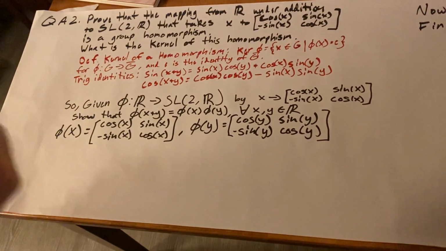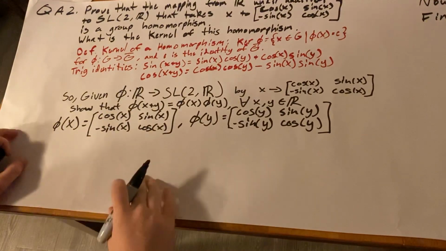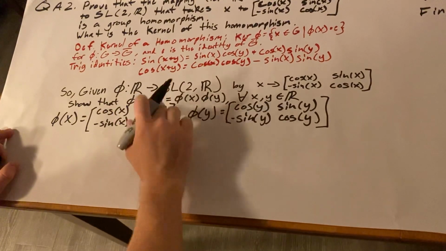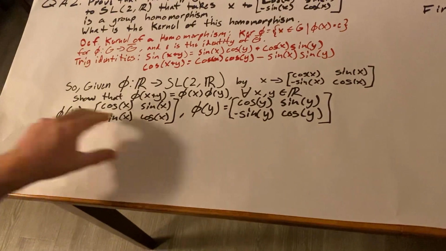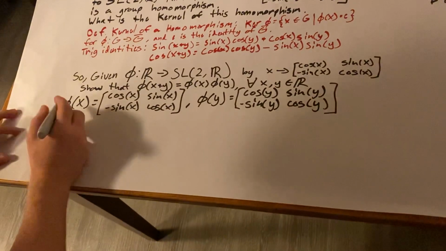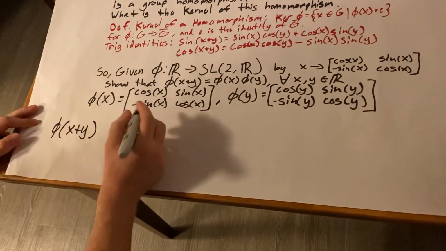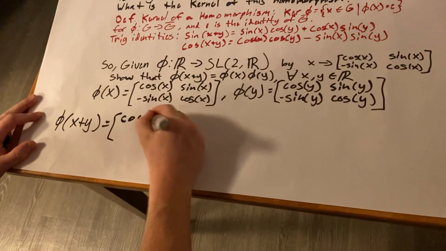Given this phi, the mapping from R to SL2R, show that phi of x plus y is equal to phi of x times phi of y for all x, y in R. So there's phi of x, there's phi of y, and phi of x plus y. We can say that that's equal to this matrix here.